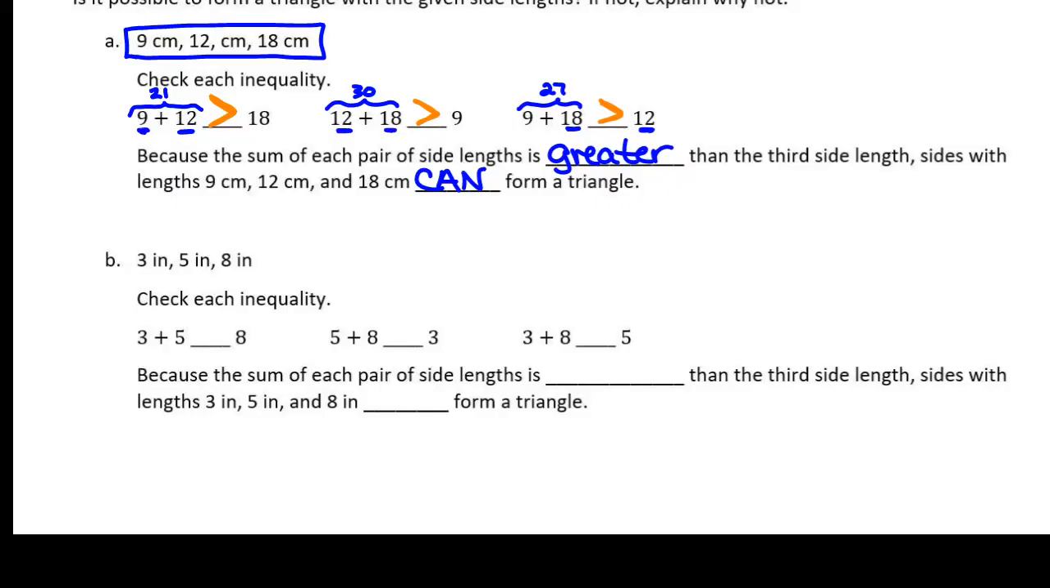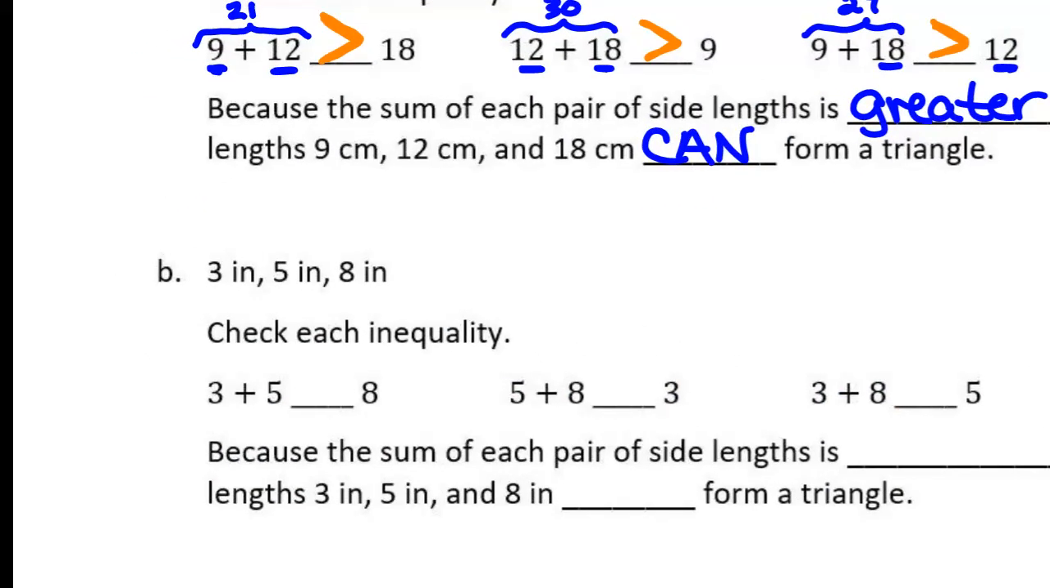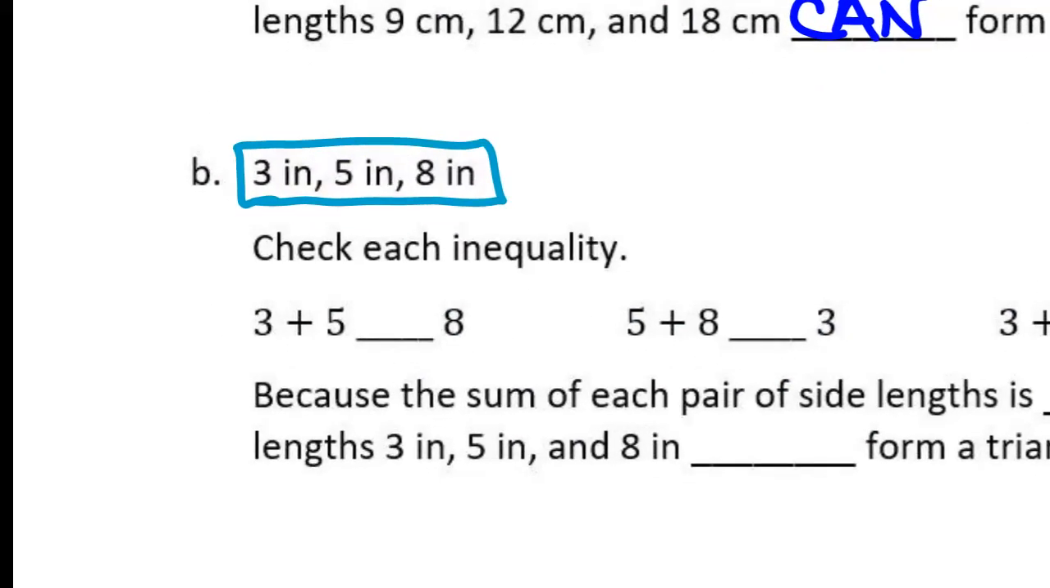Part B, my sides now are 3, 5, and 8. So we're going to start checking our sides. I'm going to take 3 and 5 first. When I add 3 and 5, I get what? 8. So what should I put on this line here? Equal. Do I want these to be equal? Was that what we were looking for with our triangle inequality theorem? No, I want it to be greater than. This came out to be an equal to.